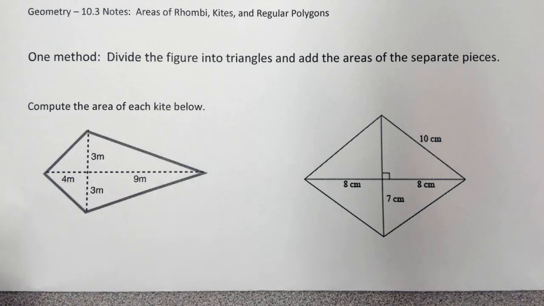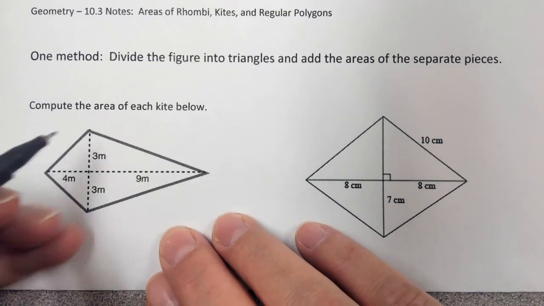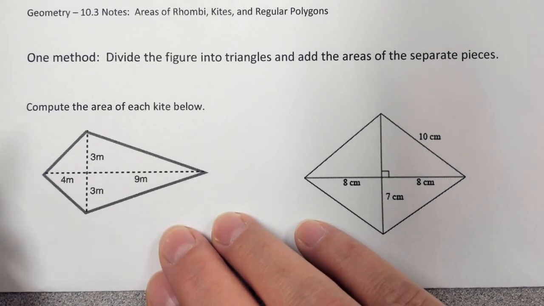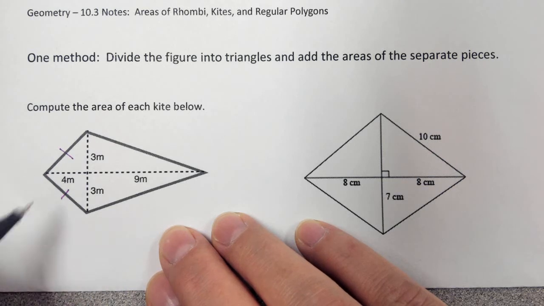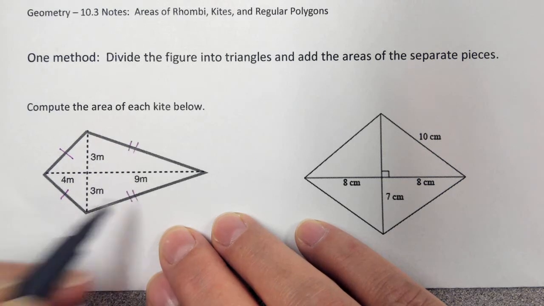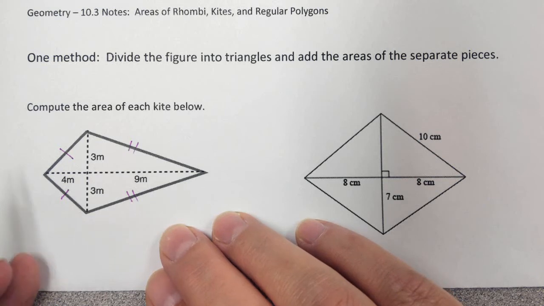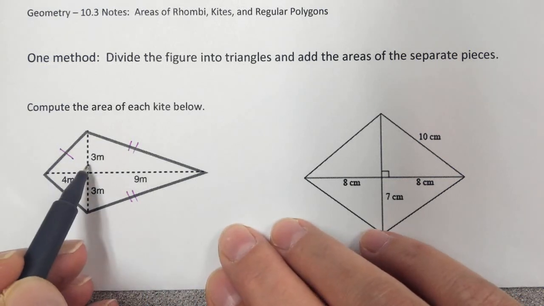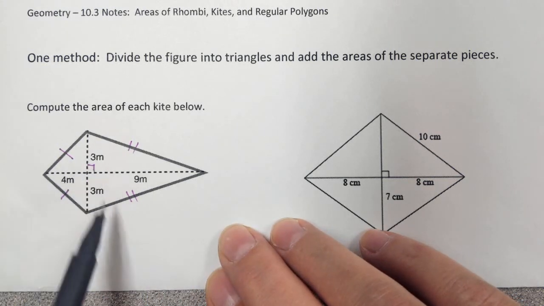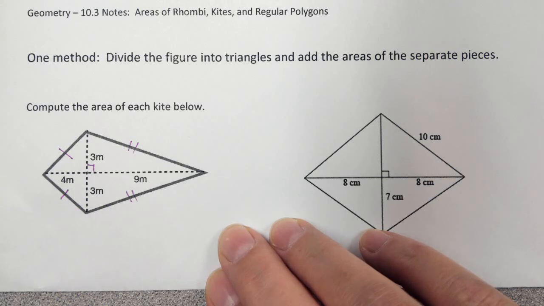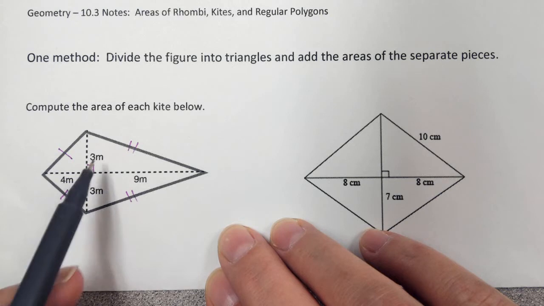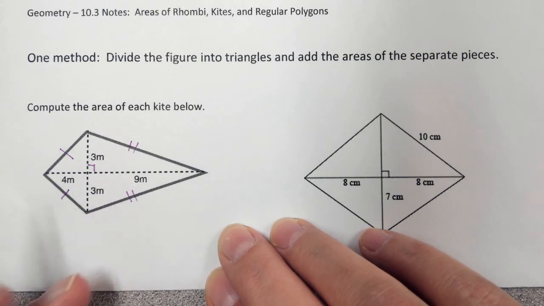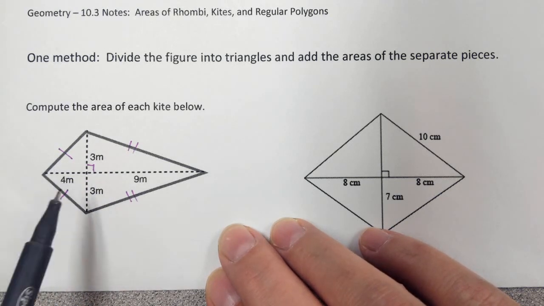We learned back in Unit 6 that kites have two pairs of congruent adjacent sides. So you have two sides the same length on the left of this one. On the right you have two longer sides of the same length. You have right angles where the diagonals meet, always in a kite, which means we have built-in bases and heights for all the triangles in the picture. Now, there's a couple different ways we can attack this.